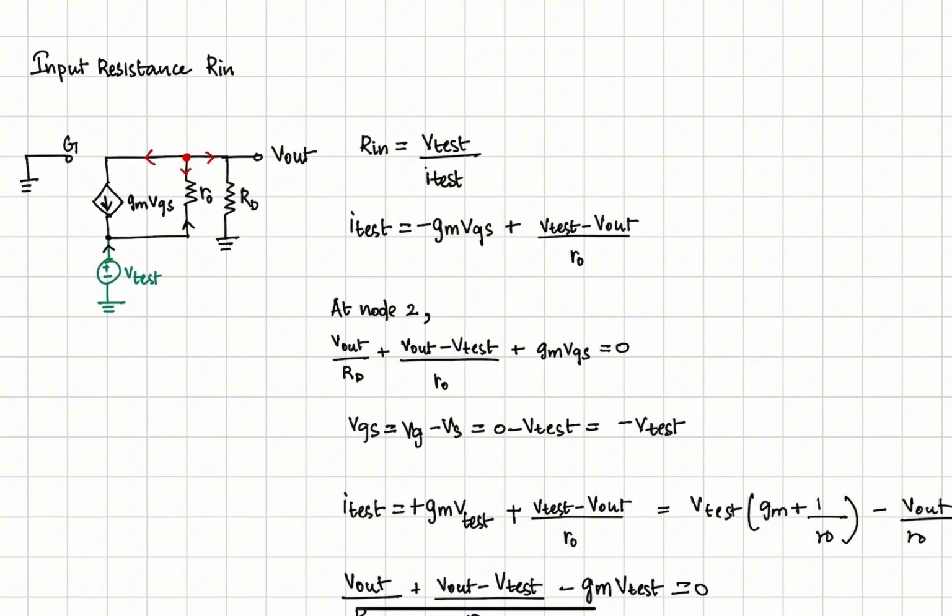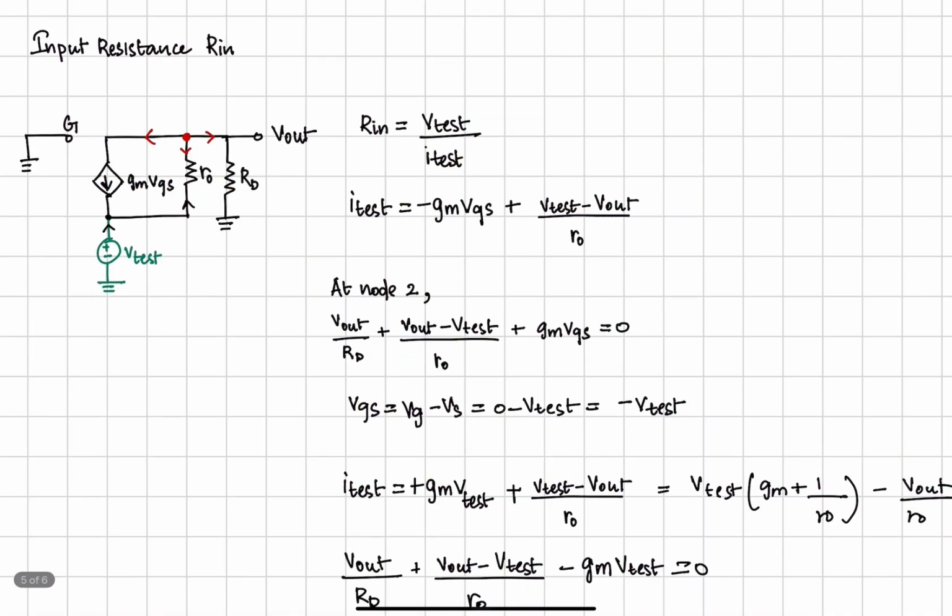Now let's calculate the input resistance Rin. The input resistance Rin is given as a test voltage divided by a test current that is injected into the source terminal. So instead, a V test voltage is injected into the source terminal, and I have used KCL to find the current equation. So I test is given as minus gm VGS plus the current in this branch, which can be given as V test minus V out divided by RO.